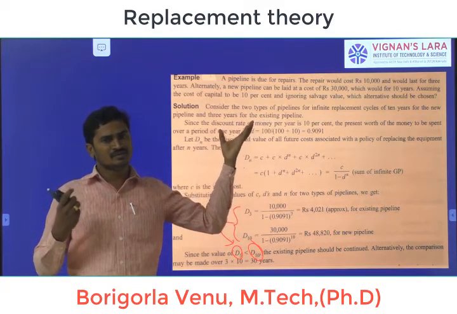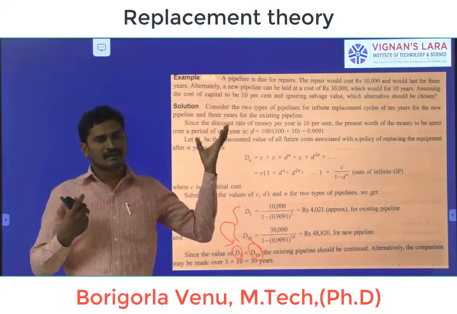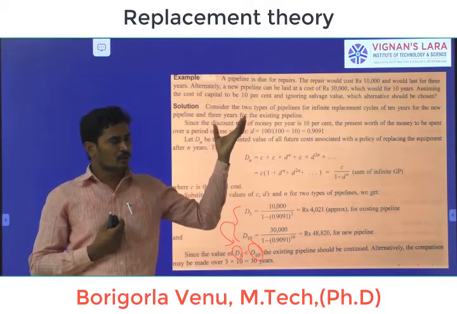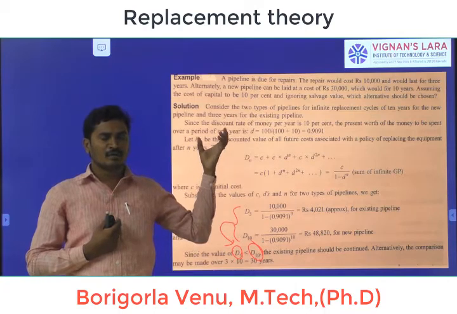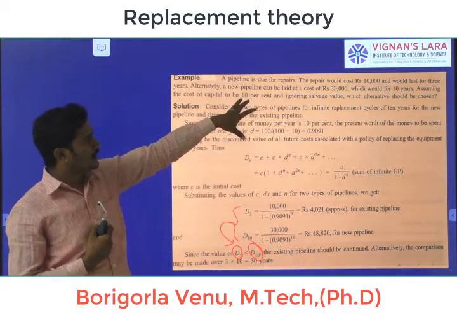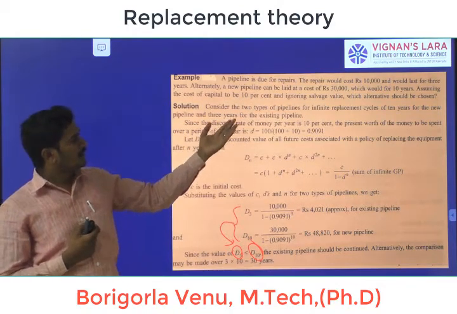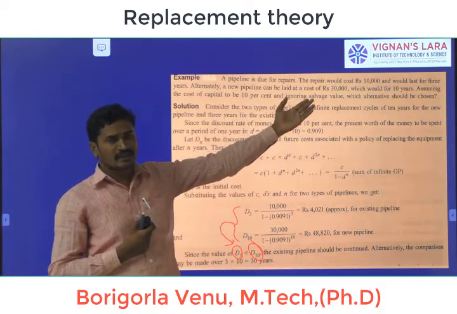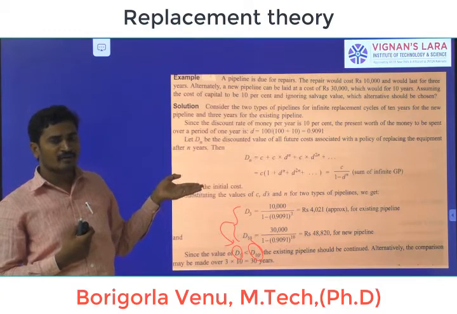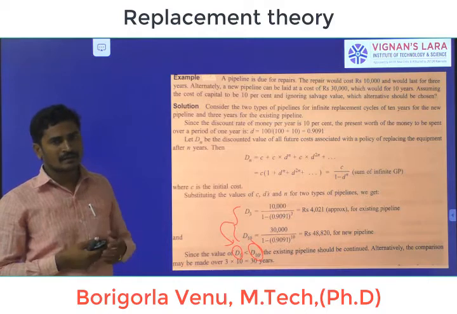In the market many pipelines are available, and similarly new or existing designs they consider. Based on that they replace the pipeline or choose the design, and they satisfy the government's needs. Here in our problem also we have the initial cost of 10,000, and the new pipeline is 30,000 for 10 years. From this we identify and finalize that the existing one is the best one. It will be suitable for the remaining 30 years.